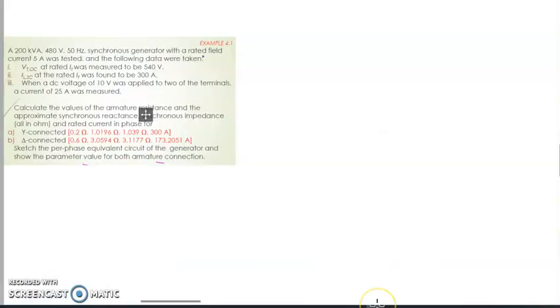Once we have the example or the question, it is preferable that we draw the circuit. We have the direction here to draw the per phase equivalent circuit of the generator to show the parameters of both the armature and the field. But even if you are not requested to do so, my suggestion is that you draw the circuit.